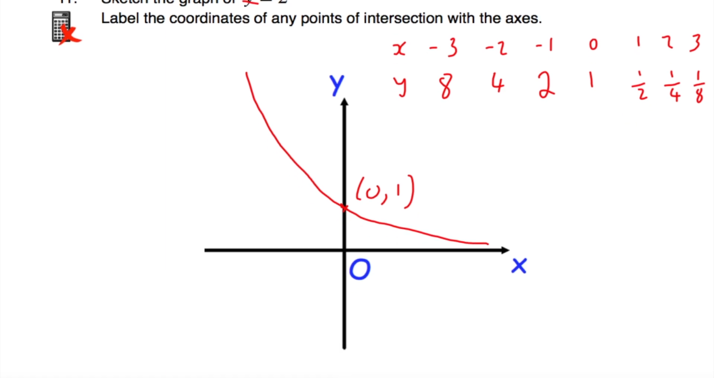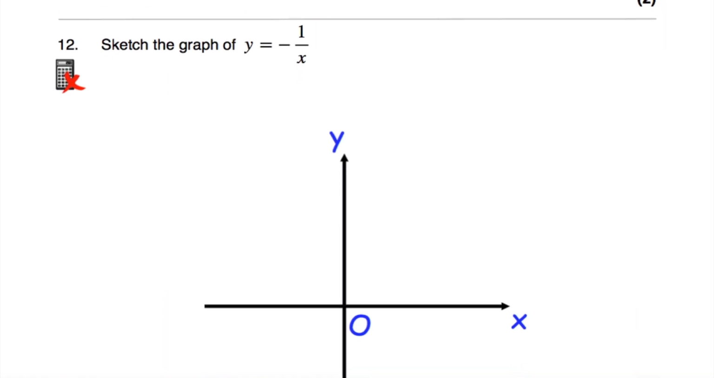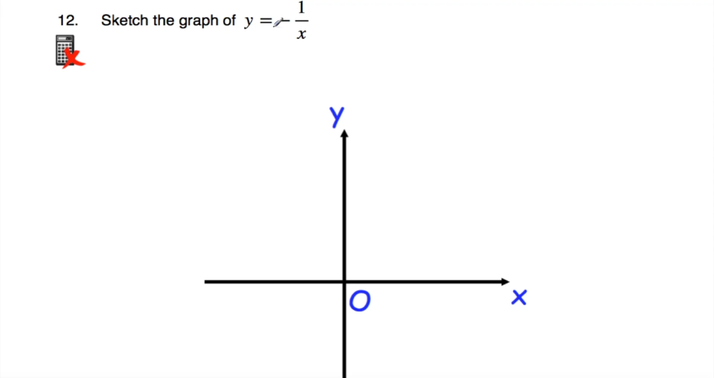Okay, let's have a look at our next question, question number 12. Okay, question number 12, we've been asked to sketch the graph of y equals negative 1 over x. So this is the negative reciprocal graph. Okay, so remember the reciprocal graph, the graph of y equals 1 over x looked like this. If we have our x-axis and our y-axis, it looked like this. So that's what the reciprocal graph looks like.